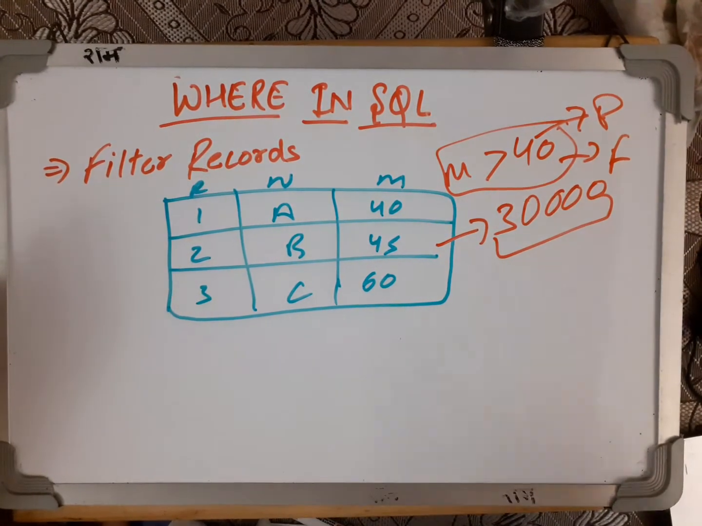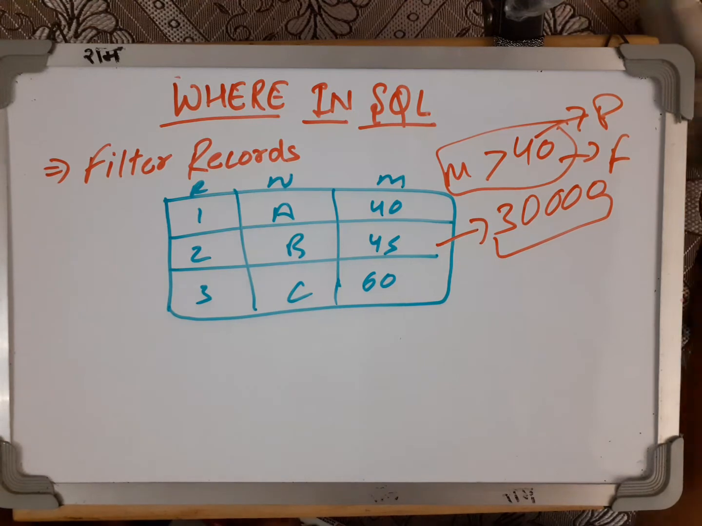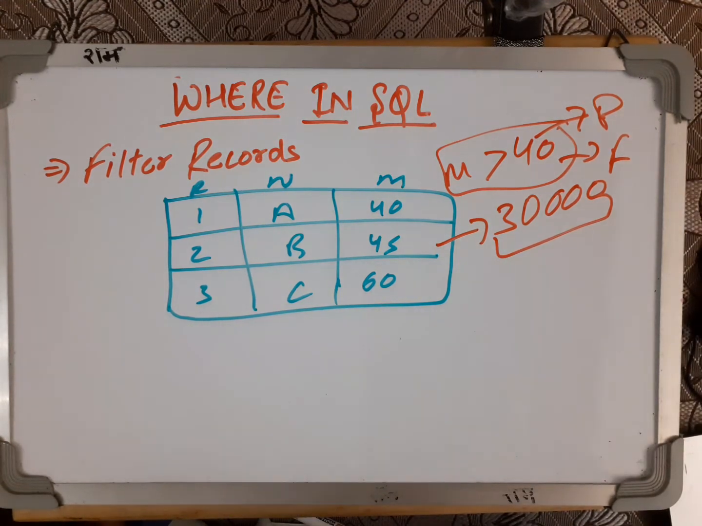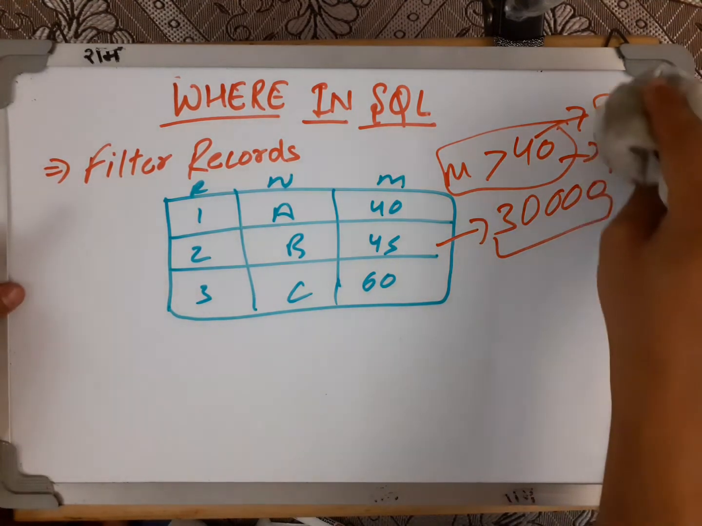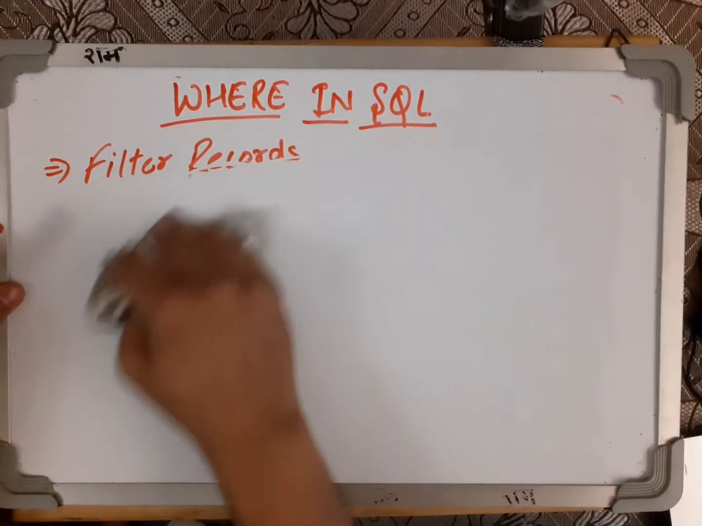Now for this, in the database I use the where clause. The where clause is used to filter the records. A where clause is used to extract those records that fulfill a specified condition. The specified condition here is above 40%.